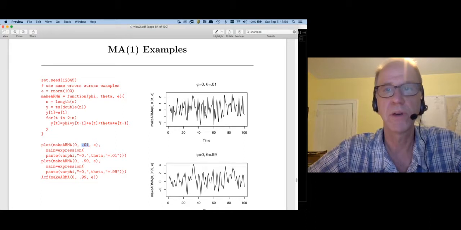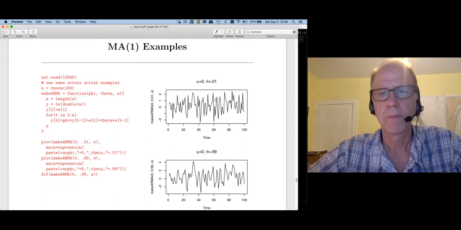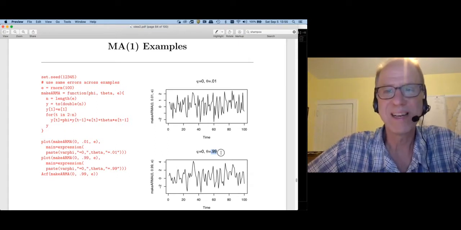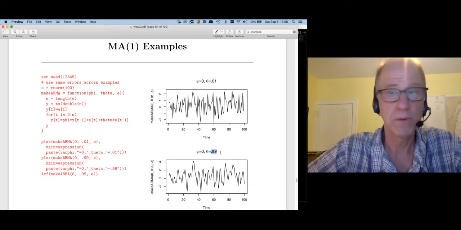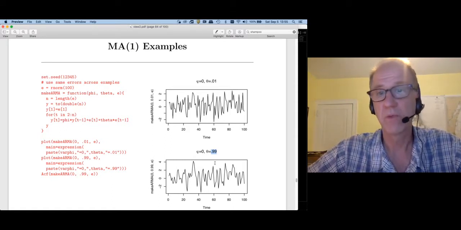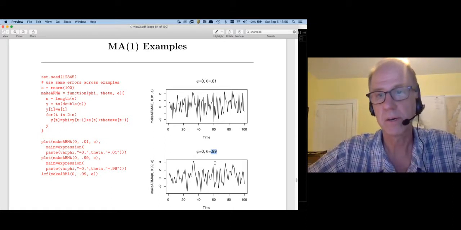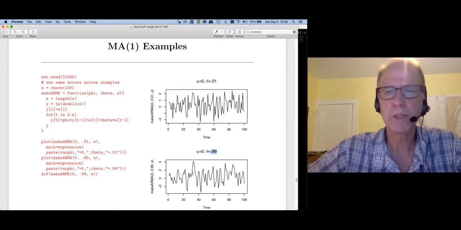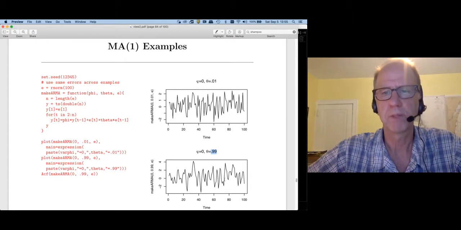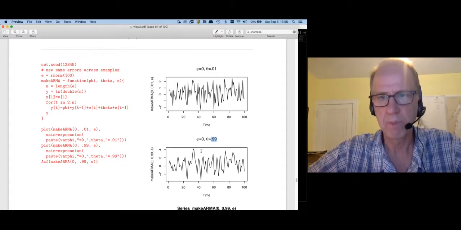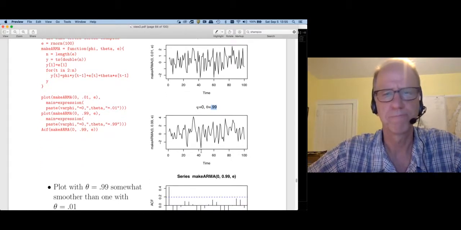So this is very close to white noise. Now, let's look at if I make theta equal to 0.99. So this would be a very large value of theta, indicating we're going to give a lot of weight to both the most recent error as well as the previous error. They almost get the same amount of weight. This appears to be a bit smoother. It's not quite as smooth as the model that we had when phi was 0.99, but still pretty smooth.